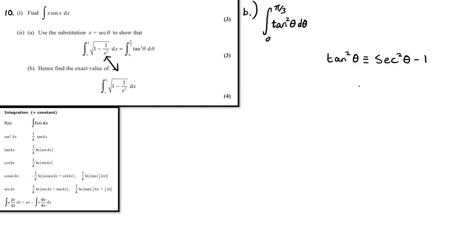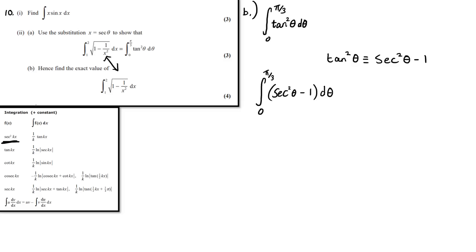Okay, so in that case then, we're not integrating tan squared theta here. We're going to replace that with sec squared theta minus 1, because that now we can integrate. Notice we've got sec squared here, so we can integrate this nice and easy. So what we're looking for here is the integral from 0 to pi over 3 of sec squared theta minus 1. I'll just put this all in a bracket just to make it clear. It's with respect to theta.